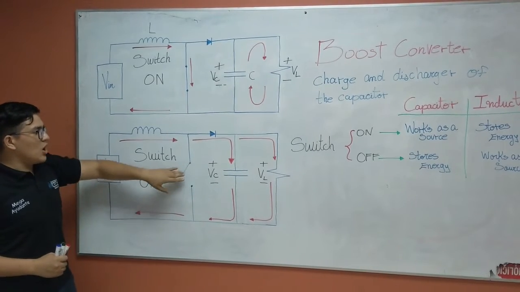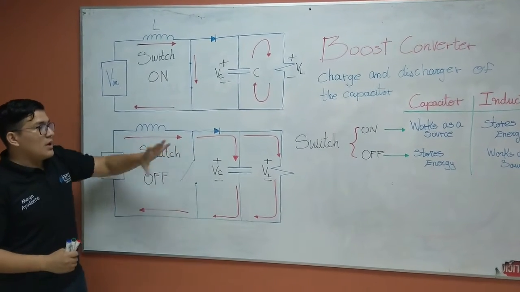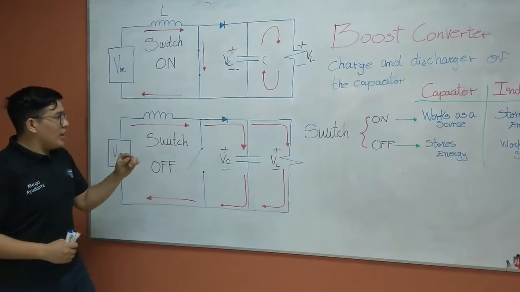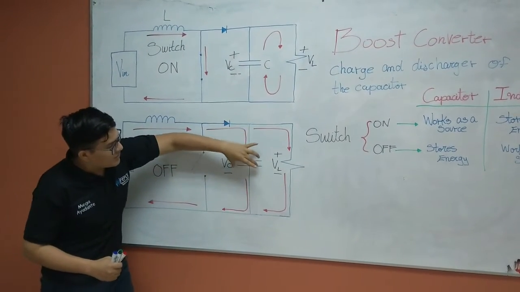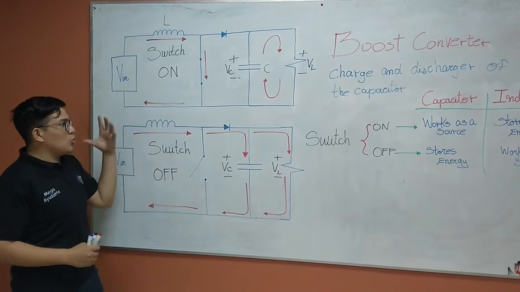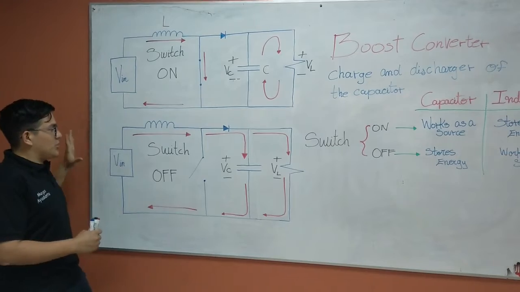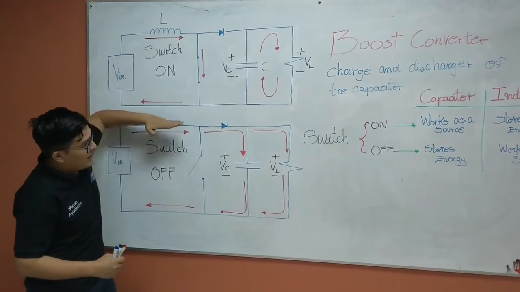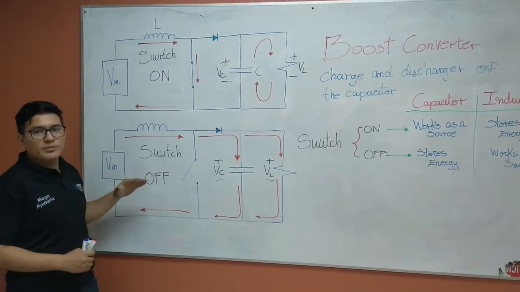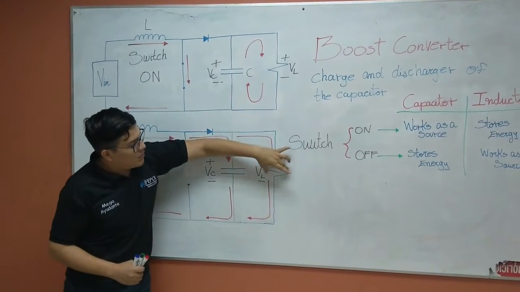Second, when the switch is off, we have this circuit. And what happens here? The capacitor is going to store energy, right? Because the inductor is going to work as a source. Why? Because it's going to give the current that is going to pass over this side of the circuit and give the current to the load.